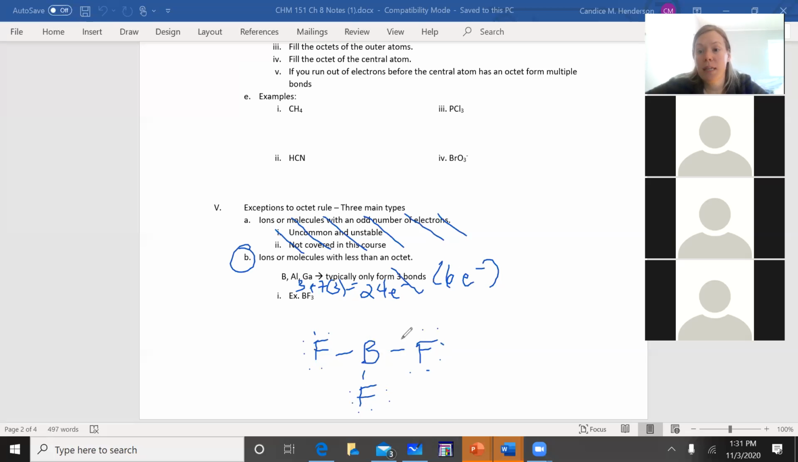Now, one of you could be thinking, well, can't we take one of these and move it over so that boron then has access to 8 electrons? You could, but boron is actually happy with just the 6. So we're going to leave it like that. So do make a note somewhere that boron, aluminum, and gallium all like to have 3 bonds.